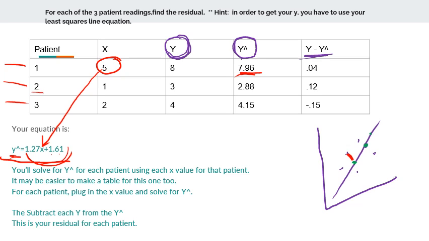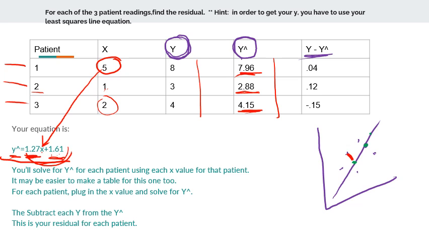So for patient 2, you plug in the 1 in here. You multiply 1 by 1.27 and then add 1.61, and that will give you 2.88. Then for patient 3, you take your x, which is 2, multiply it by 1.27 and then add 1.61, and that should give you 4.15. So now we have all of our y hat values, and we have our y values. Well, we've already had our y values.